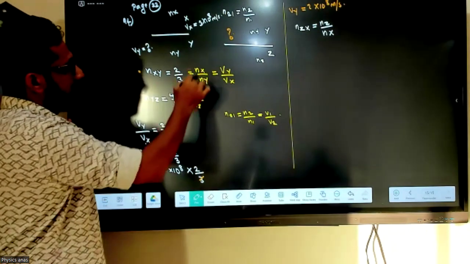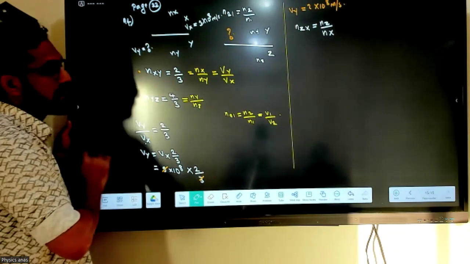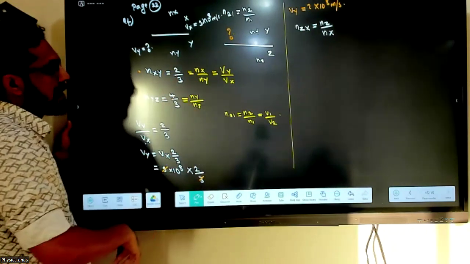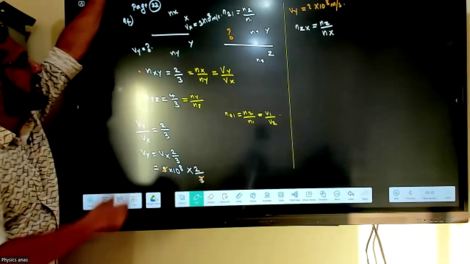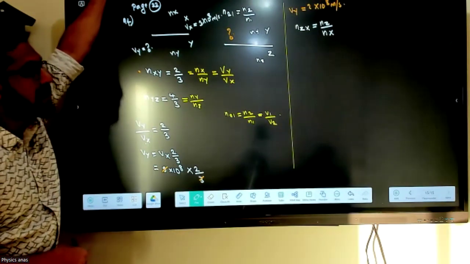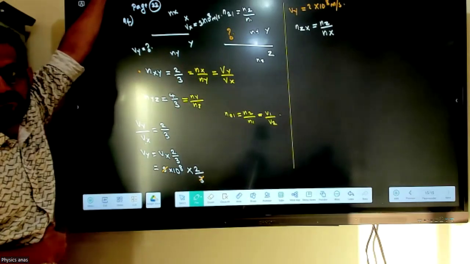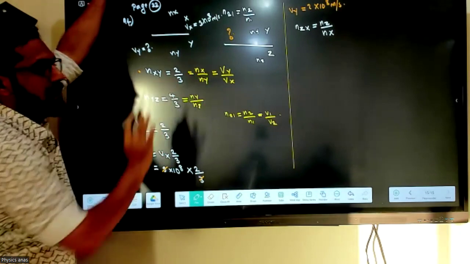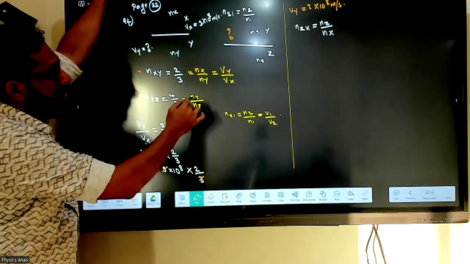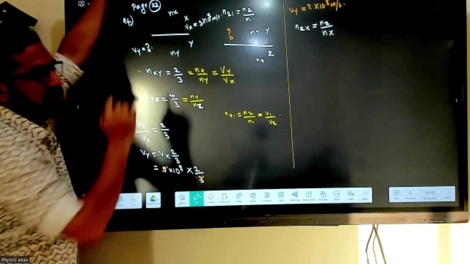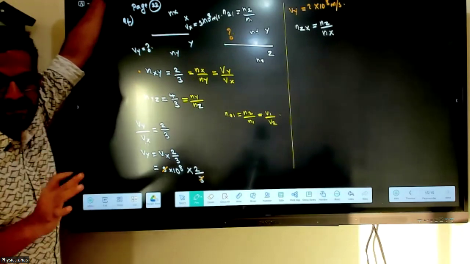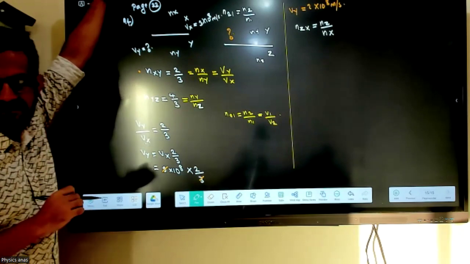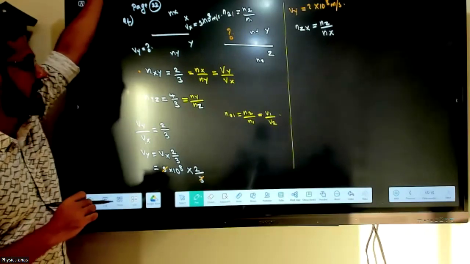But we have nxy and nyz. Where can we find this nz by nx? With what operation can we find it? You have nx by ny here, and also ny by nz here. You can do anything, and you have to find the equation for nz by nx. Do you have any idea how to find that? Any idea? I will tell you.